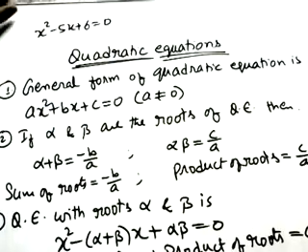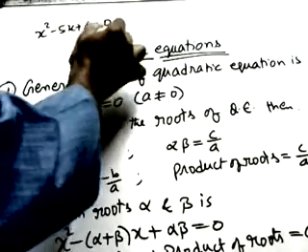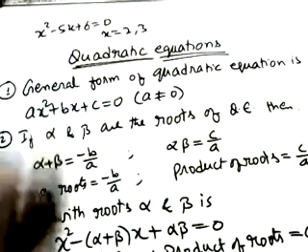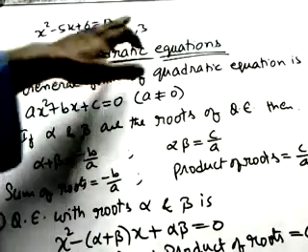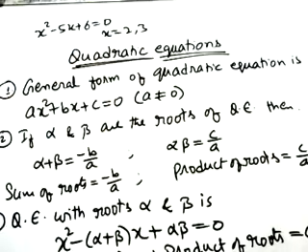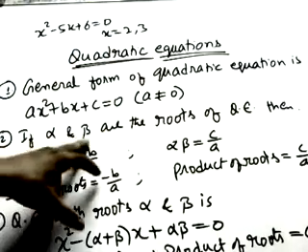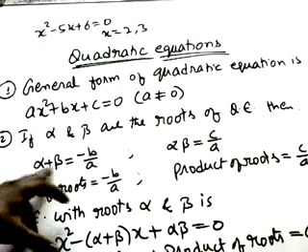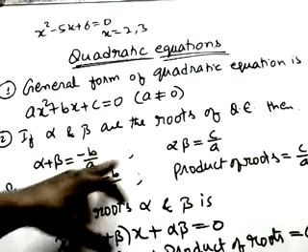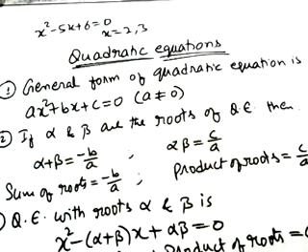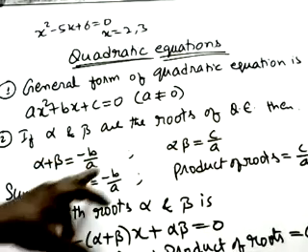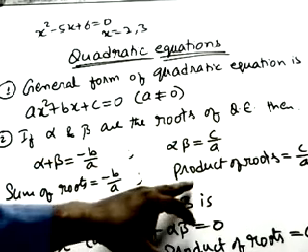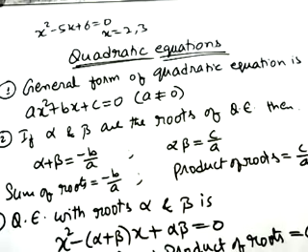For example, this is a quadratic equation, x square minus 5x plus 6 equals 0. If we solve this one, we'll get the values of x as 2, 3. So the values of x are called the roots of the equation. Alpha and beta are the roots of the equation. Then we will have one formula: alpha plus beta is minus b by a, and alpha beta is c by a. Or we can say sum of the roots is minus b by a, and product of the roots is c by a.